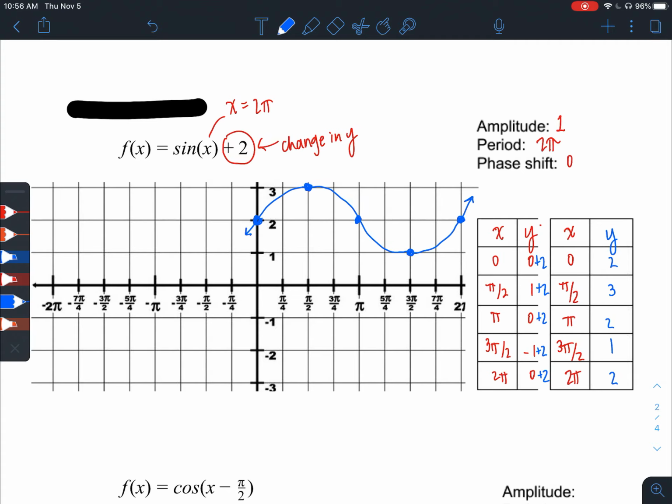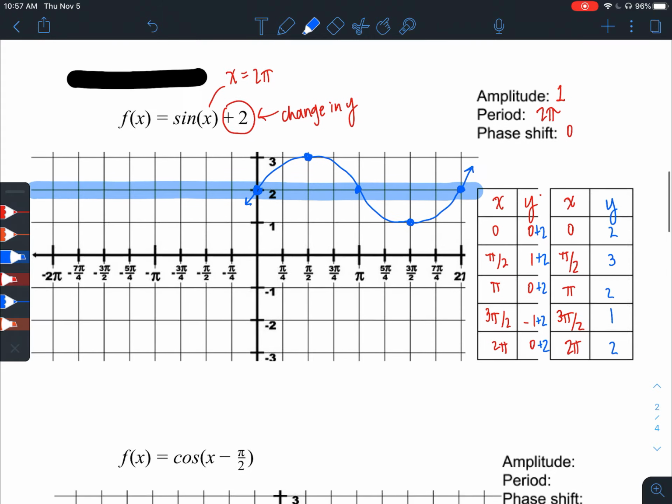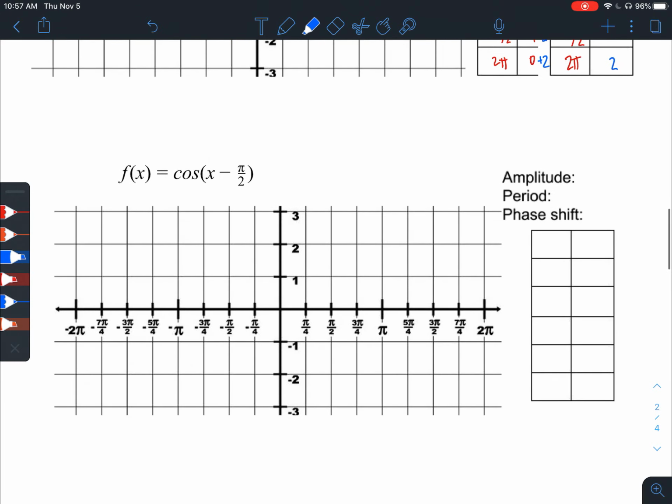Okay, so as you can see, if we were to highlight this line here, that is where our new center is. So you can see that it's been shifted up 2, and so what used to be 0 is now 2.